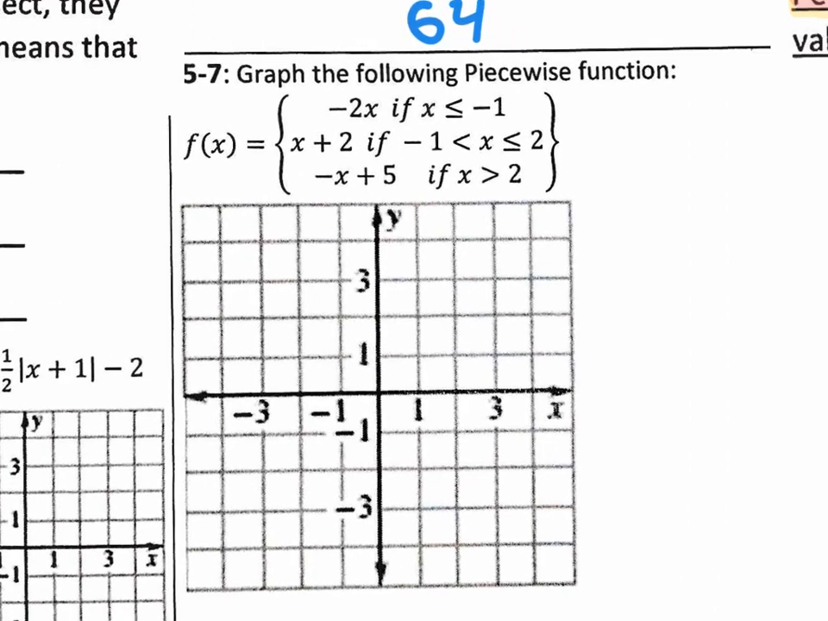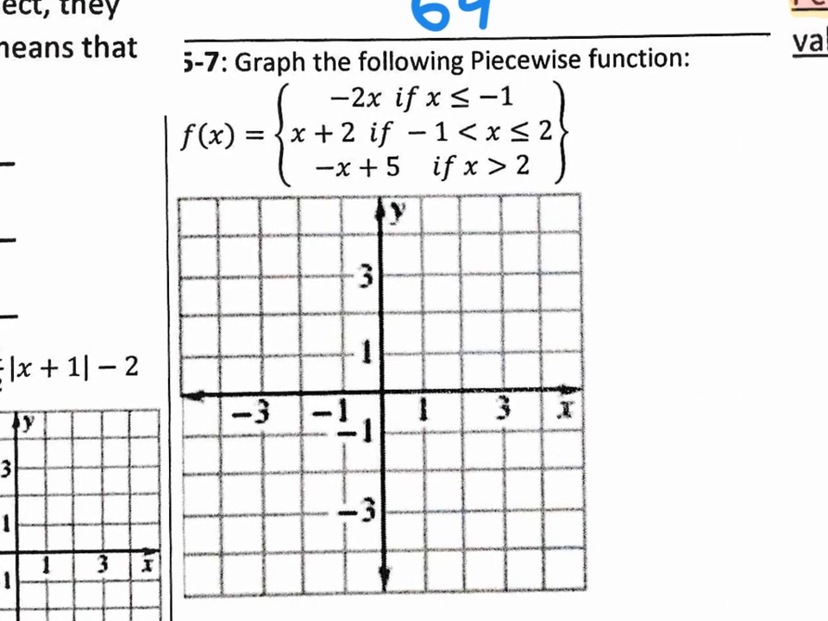This is finally the second half of Chapter 2. It's a little bit more fun. Let's understand what a piecewise function is first. It's 3 different functions, and we're going to be looking at different pieces of those 3 functions. So we really have something like y equals negative 2x. We have something like y equals x plus 2. We have y equals negative x plus 5.